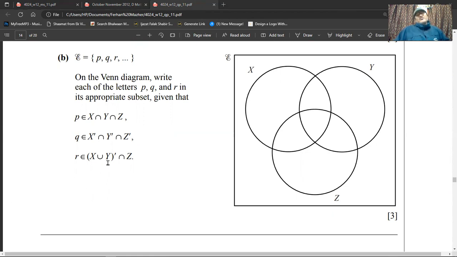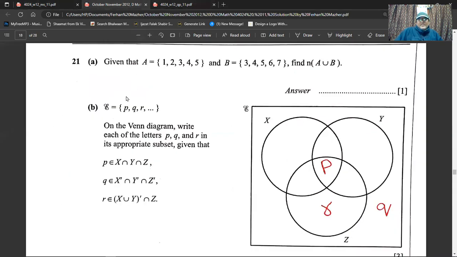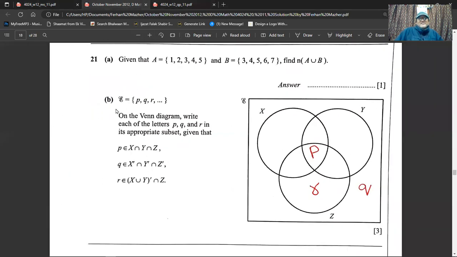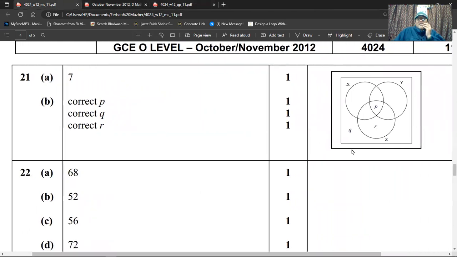R is X union Y whole complement, intersection with Z. So R is out of X and Y; you have to remain out of X and Y. It is the common area with Z. So you have to write R there. Okay, so let me show you. I have done this, so hopefully you can see that. So for question number 21, the solution is showing up on your screen. Let me show you the marking scheme. Here you can see our answer is right.